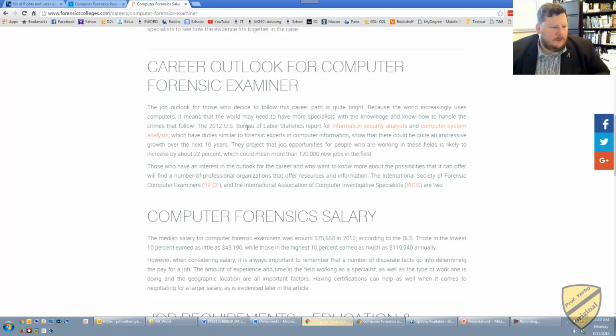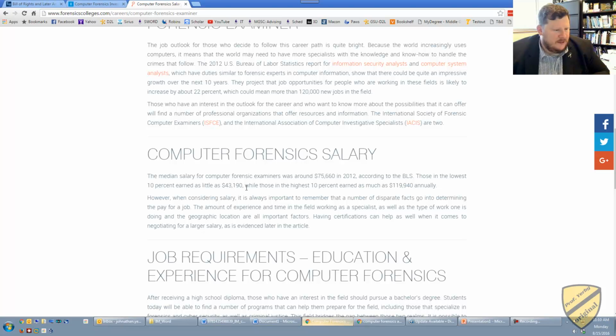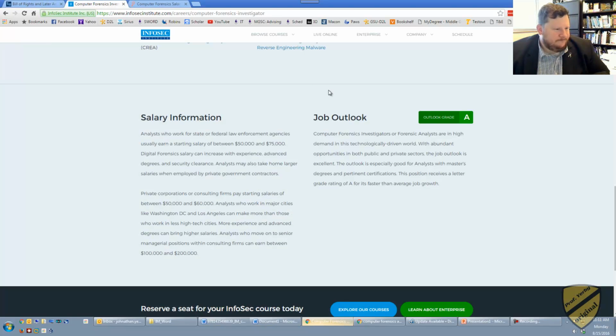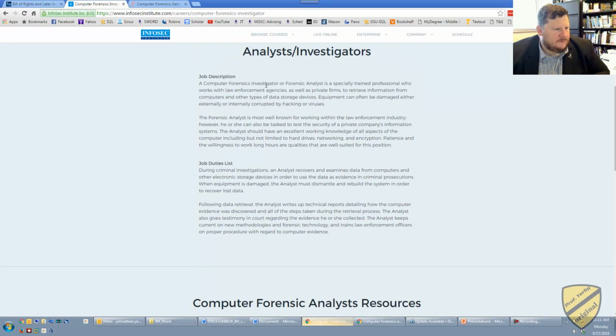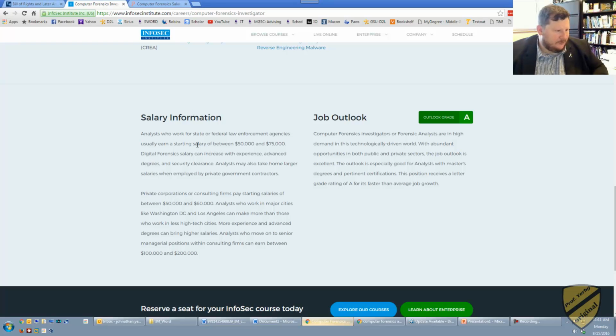The 2012 Bureau of Labor Statistics reports a 22% increase in this field or related fields. According to this website, Forensic Colleges, the median salary was around $75,000 in 2012. The highest 10% earned $120,000. Then another site, InfoSec, describes a forensic analyst as a trained professional who works with law enforcement agencies as well as private firms to retrieve information from computers and other types of storage. The salary information they cite shows a starting salary between $50,000 and $75,000, which can increase. Analysts who move into senior managerial positions within consulting firms can earn between $100,000 and $200,000 a year.